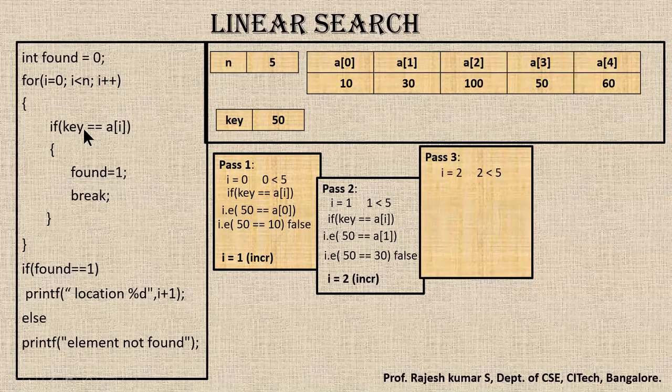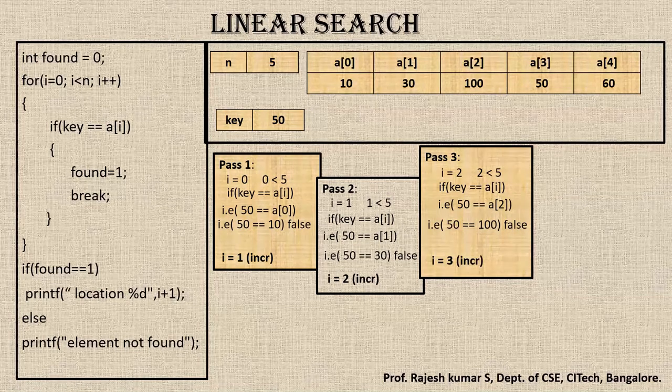I'll be checking for key equals to e of the updated value of i, which is 2. So 50 equals to e of 2. The element present at the e of 2 location is 100. I'll be checking 50 equals to 100. False. Again, what happens? I will increment the i loop.